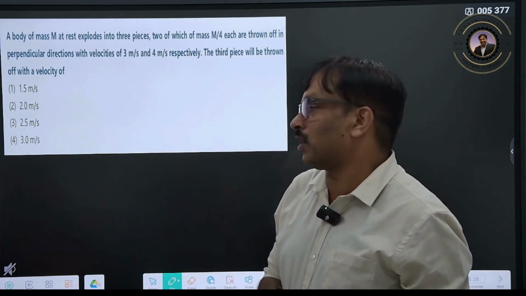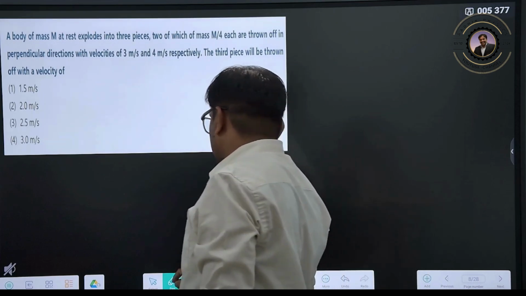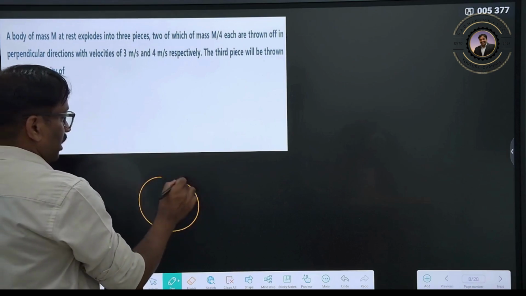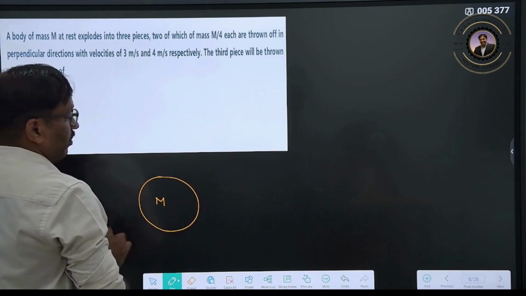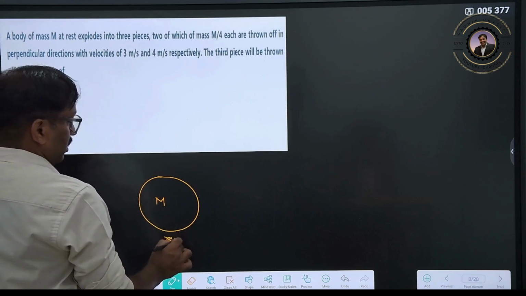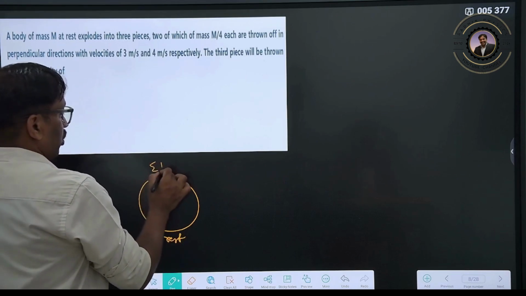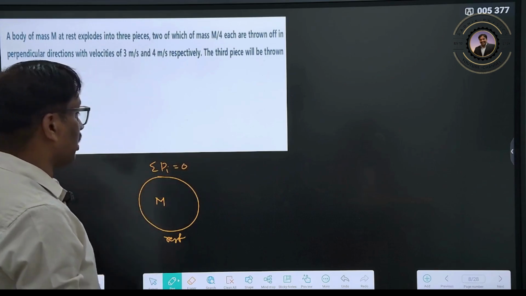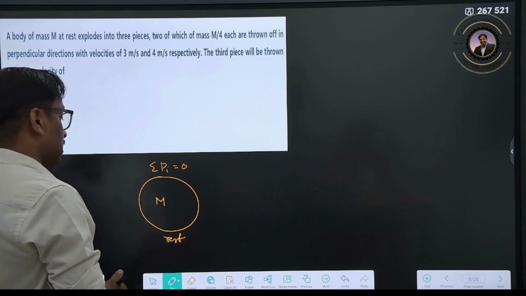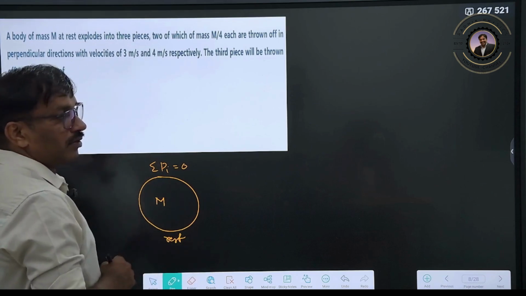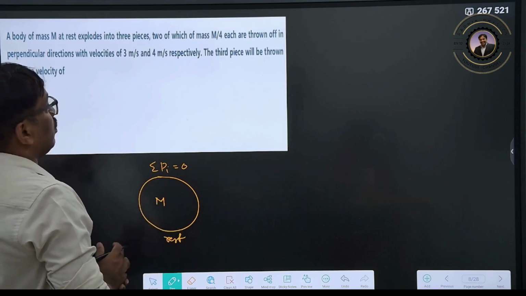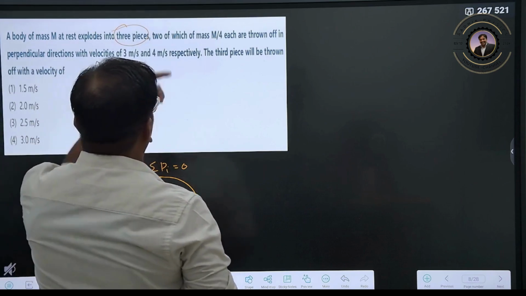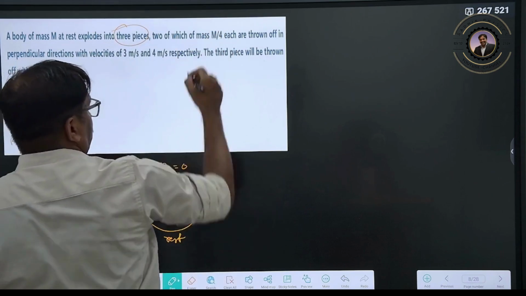Therefore, the speed of the third part now we want to calculate. First of all, what is given in this situation now? Let us see. Therefore, this is one explosion, no? Therefore, it is having mass m. This is at rest. Rest means what will happen now? Total initial momentum will be 0. Clear? So now it is exploding. Exploding means it is because of the internal forces, no? So therefore, it is exploding into 3 pieces. So 2 of each mass is how much now?